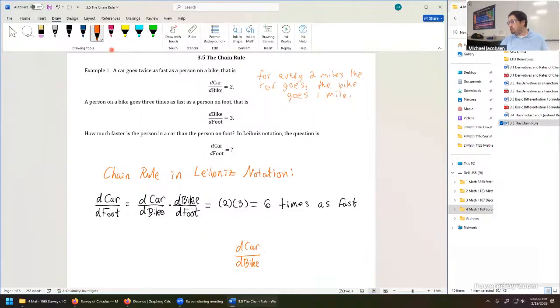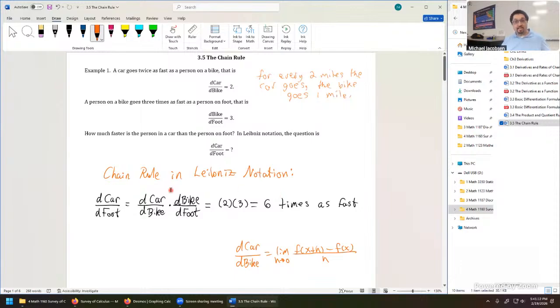over d bike is really the limit as h goes to 0 of f at x plus h minus f of x, all over h, where we'd have to make some sense of what the f function is here with respect to the car and the bike. But the major emphasis is it's a true derivative involving a limit. It's not a literal fraction, but it's still a nice analogy that if you thought in terms of literal fractions, that cancellation makes sense. And this is the end result you would get. So that's the chain rule in Leibniz notation.